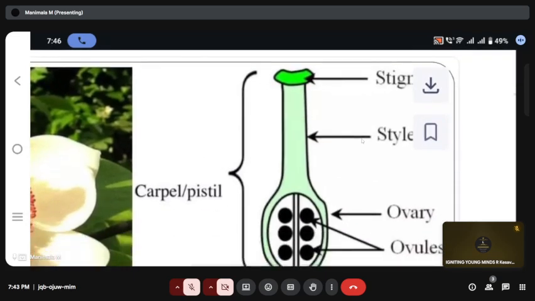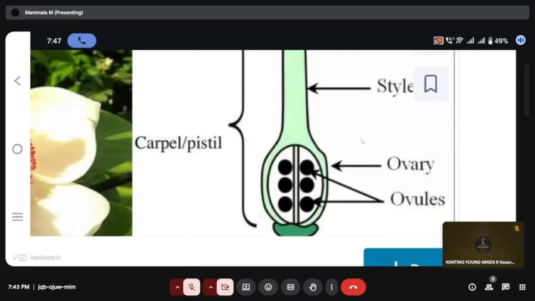And what is the function of the style? The style is the long tubular part. The pollen tube grows towards the style and carries the male gamete to the ovary. That is the general characteristic of the style.